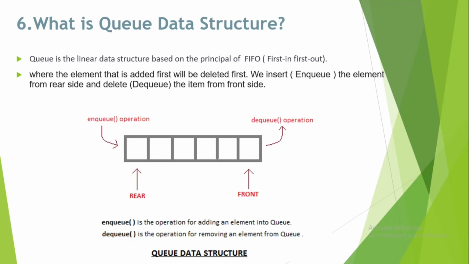First one is rear side and second one is front side. From rear side we basically enqueue the data, or we can say add the data, insert the data, and from the second side, that is dequeue, we delete the data.